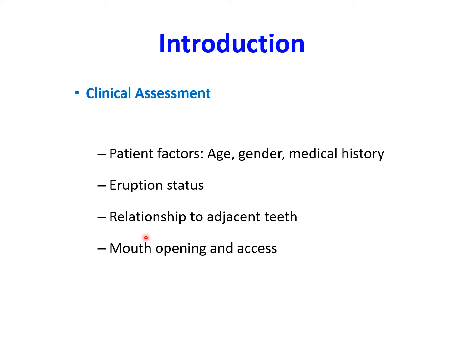Look at whether the adjacent tooth is rotated, and whether the adjacent second molar is at increased risk of caries due to stagnation areas on the distal aspect of the lower 7. And finally, evaluate the patient's mouth opening and access, because adequate mouth opening and access to the operative site is essential if you are planning to remove the wisdom tooth in the immediate future.